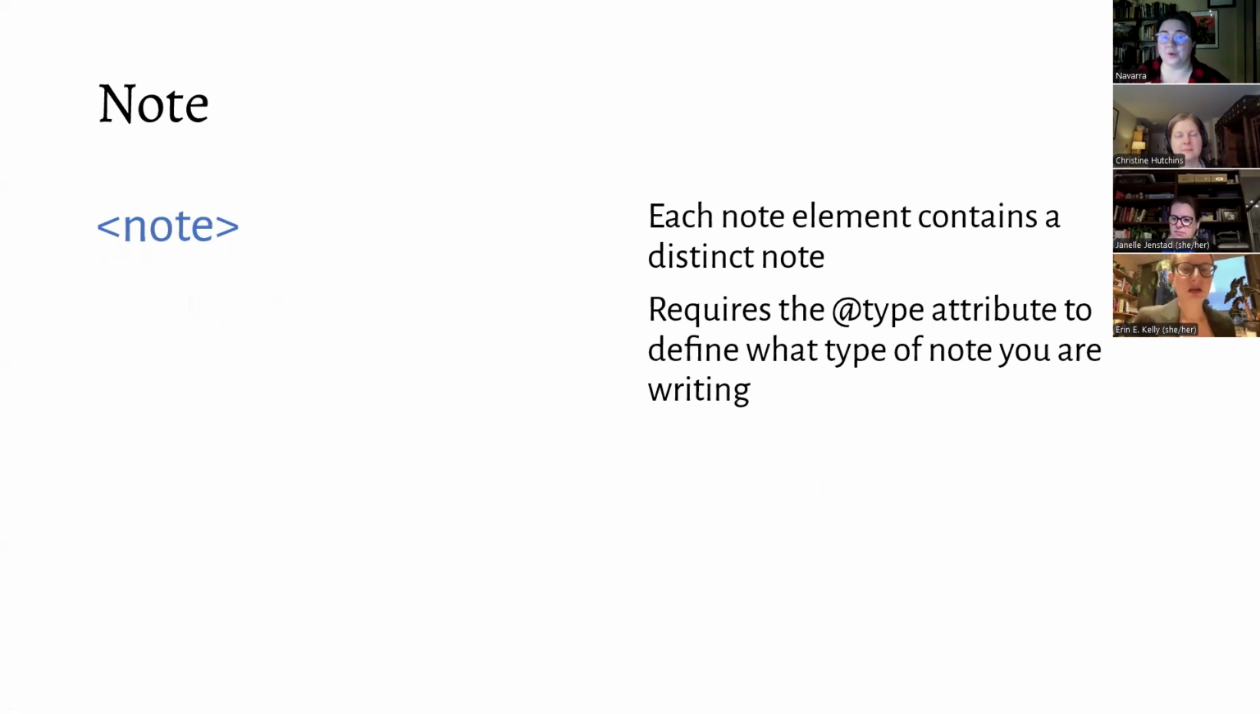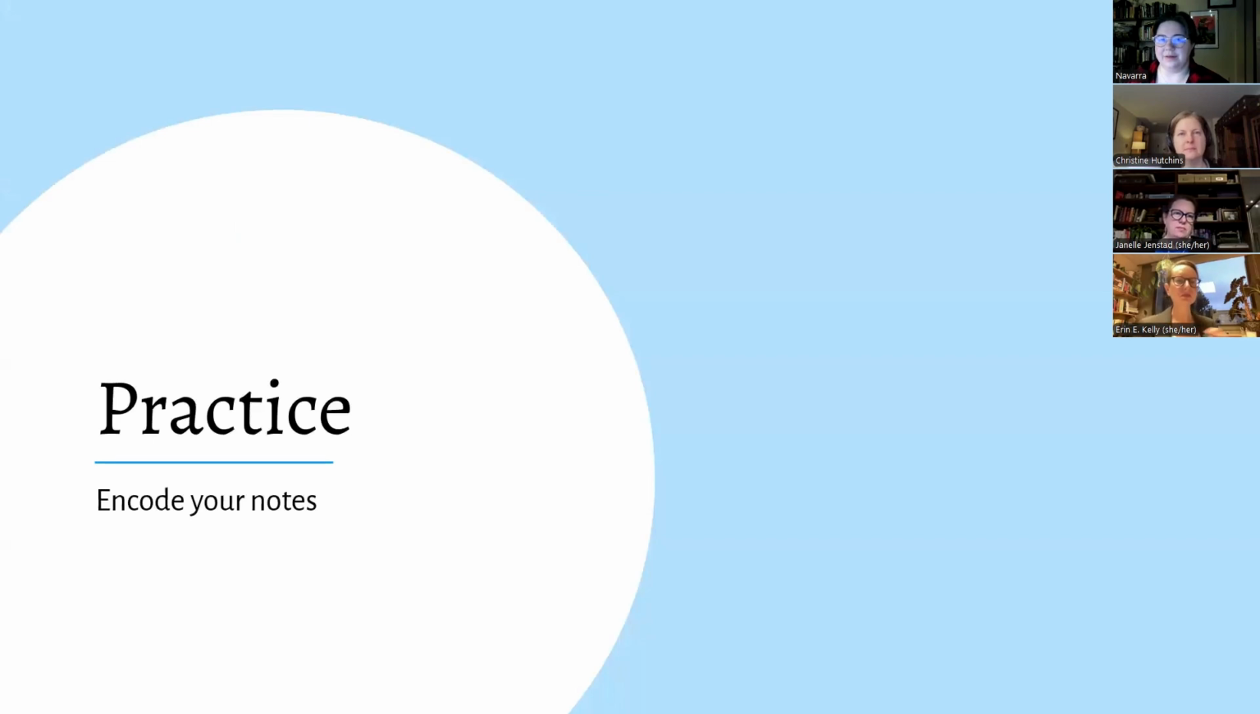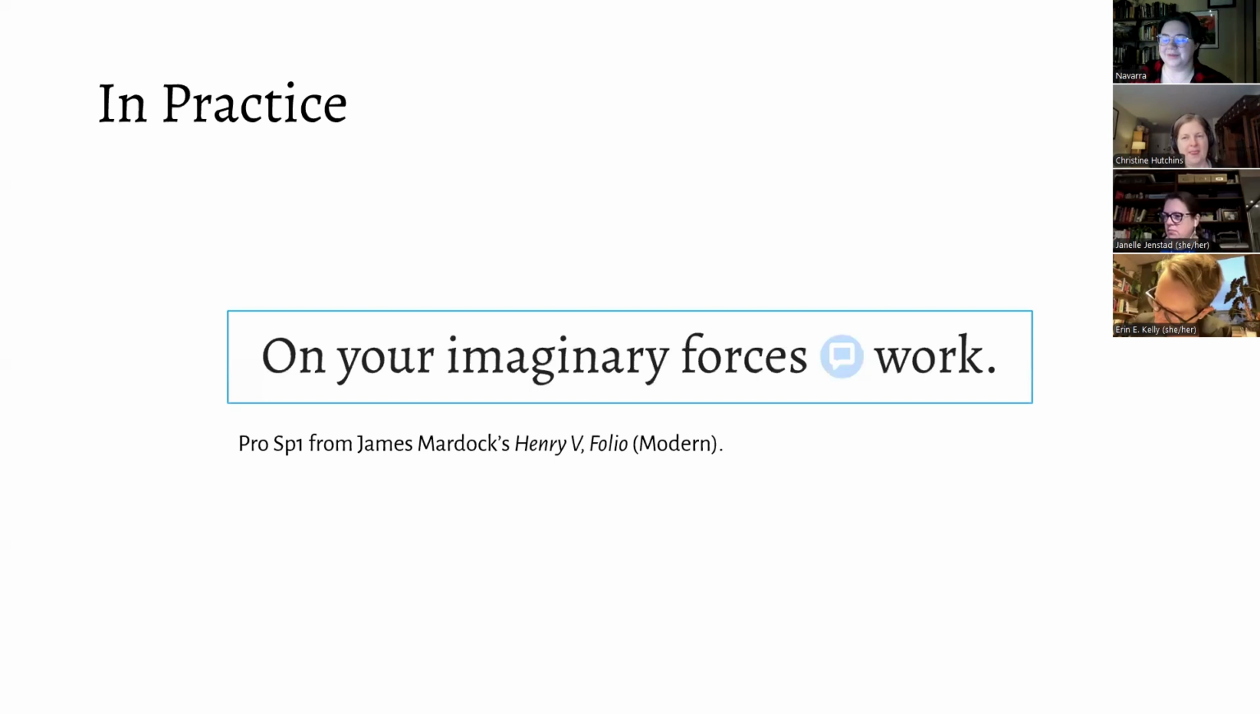So we had our note with type equals annotation, which also has target and target end every time. We're also going to have other note elements, and these are going to be children of those annotation notes. So each note element inside of the annotation note contains a distinct annotation. It requires the type attribute to define what kind of note you are writing. So in practice, what that looks like, because I find that's more helpful than me just talking at you without looking at Oxygen at all. Here's what this is going to look like.